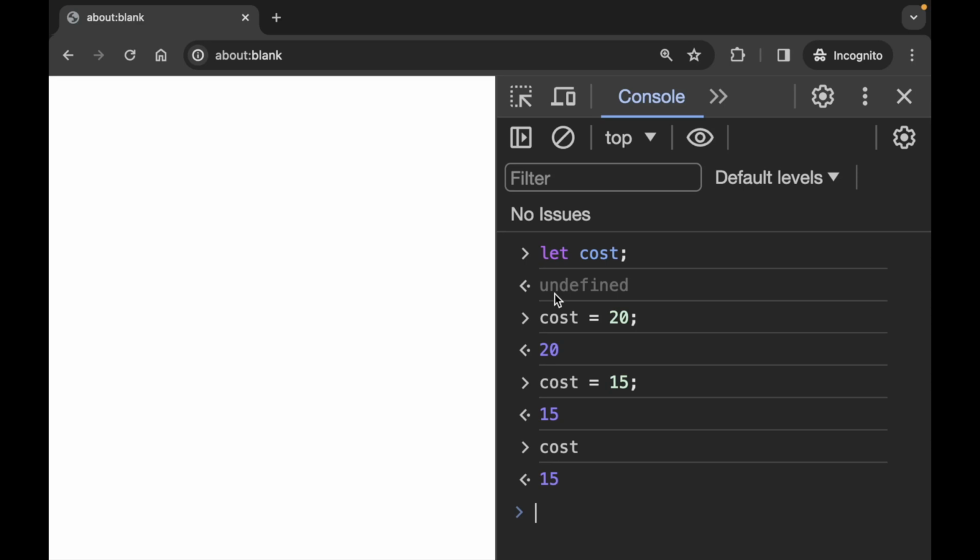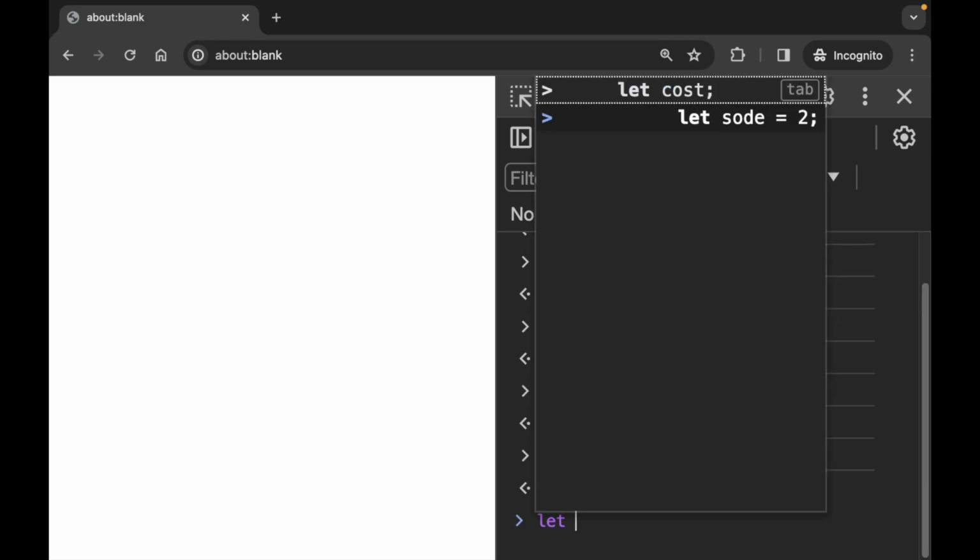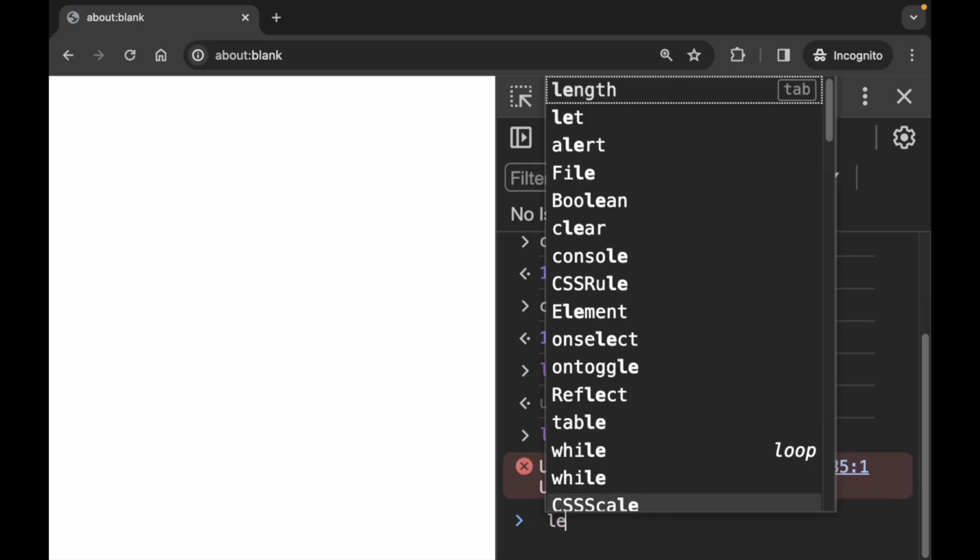Now we can also do something like this. Let's say let soda is equal to 2, and I'm going to change cost to, let's say, 3. Oh, notice that gives us an error, because I forgot to type cost is equal to; I don't actually need to use let here. I would say cost is equal to 3. So this makes a little more sense. Now we have two different statements: we have cost and we have soda.